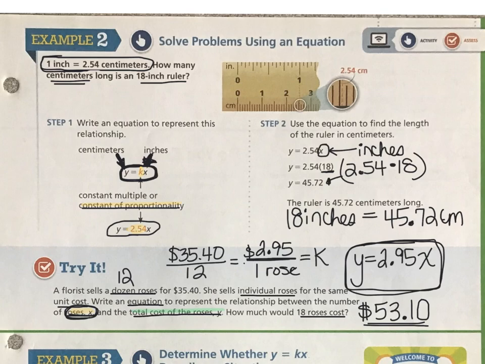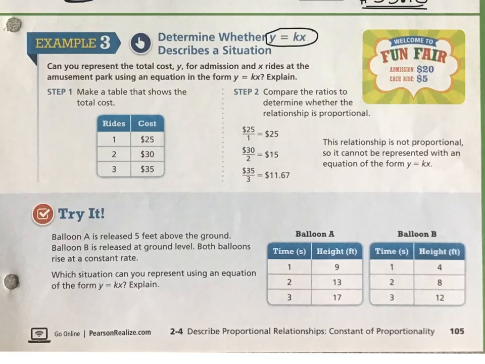Now let's move on to example 3. Example 3. Determine whether y equals kx describes a situation. Can you represent the total cost, y, for admission and x rides at the amusement park using an equation in the form y equals kx? Explain. So the first thing that I needed to do is figure out where the information is coming from. And then I see the sign over here on the side, the fun fair sign. So the fun fair sign indicates that we have an admission price of $20 and each ride is going to cost $5.